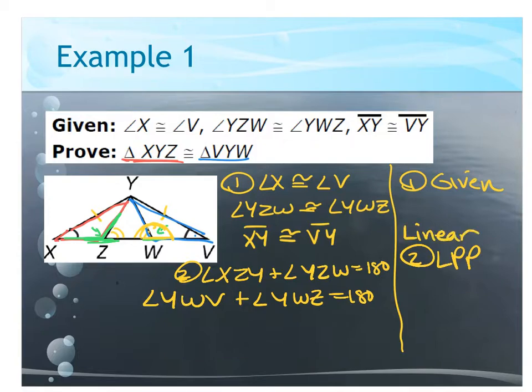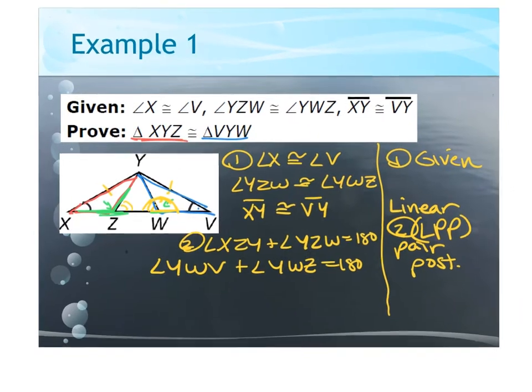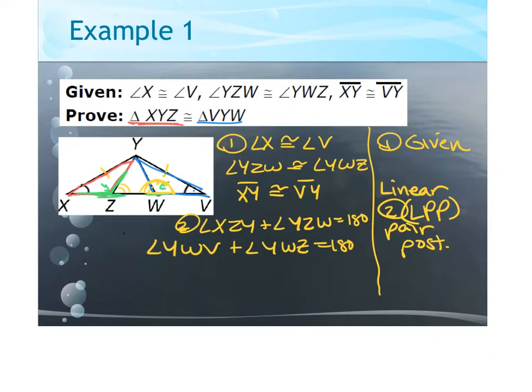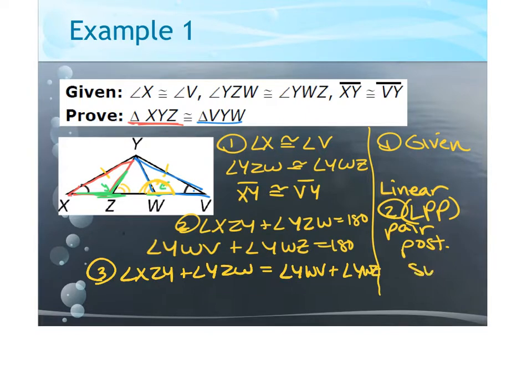So linear pair postulate. Now that I've established that they both equal 180 degrees, I now can set them equal to each other, and my reason would be substitution. So step 3, I'm going to state that angle XZY plus angle YZW is equal to angle YWV plus angle YWZ, and that's substitution.